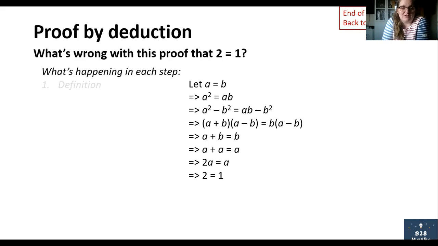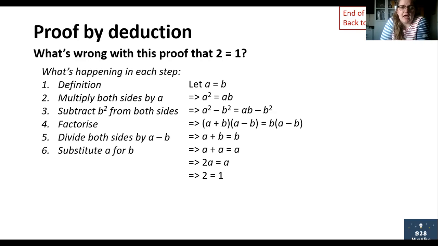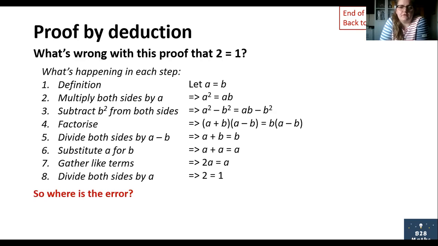So what is happening in each step? Okay, so we've got the definition. We're going to define what's happened. We've multiplied both sides by a. We subtracted b squared from both sides. We factorized. We've divided both sides by a minus b. We've substituted a for b. We've gathered like terms, and we've divided both sides by a. So we get 2 equals 1. Where is the error? So there is an error in here.